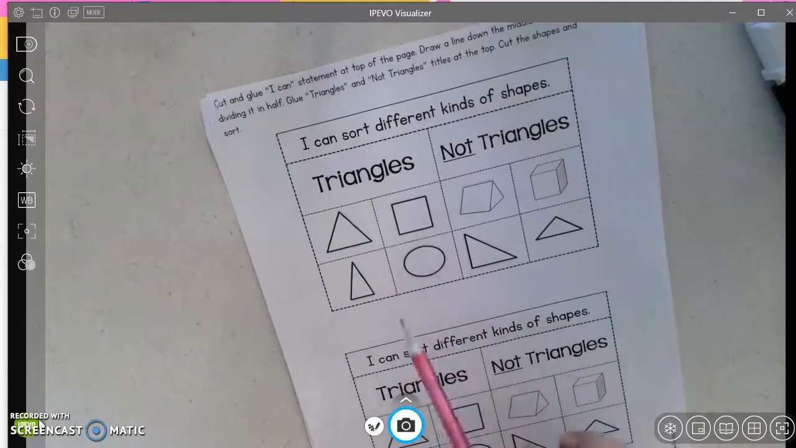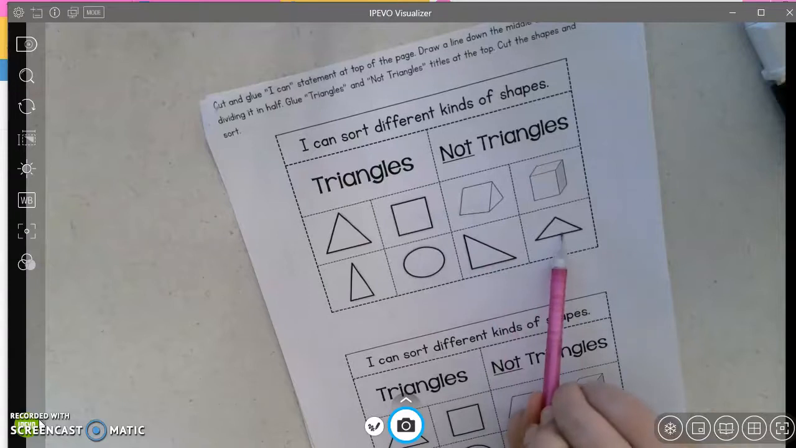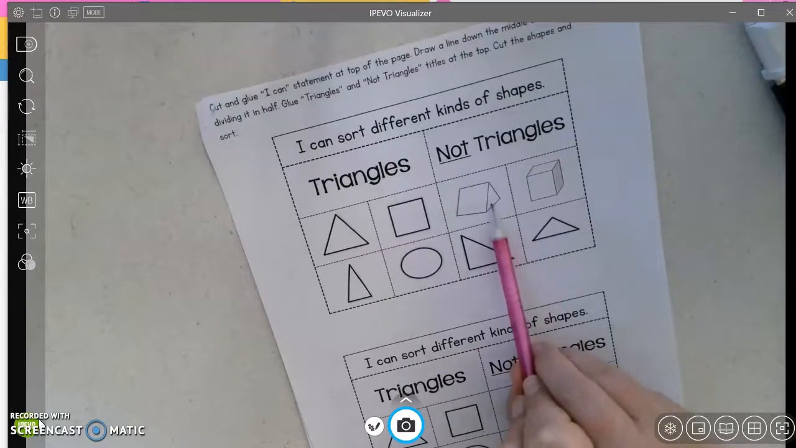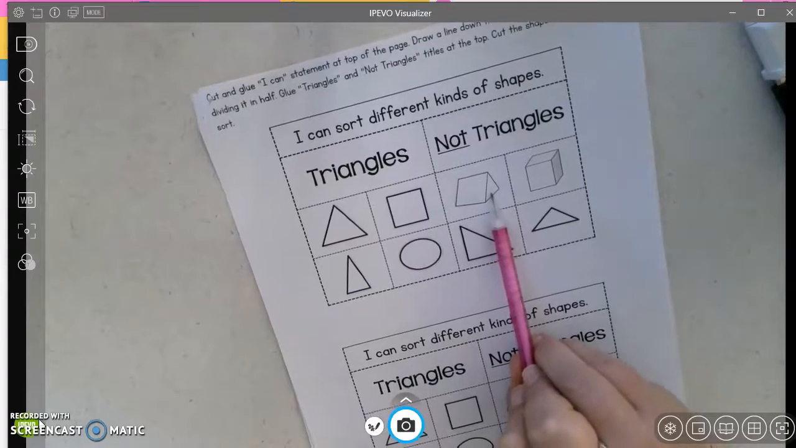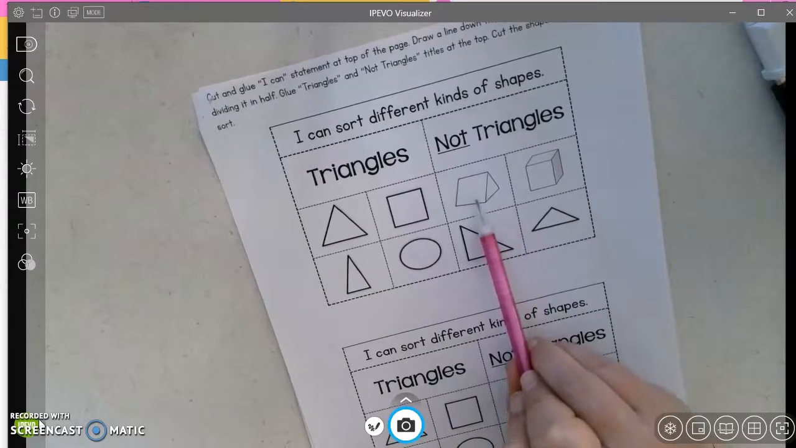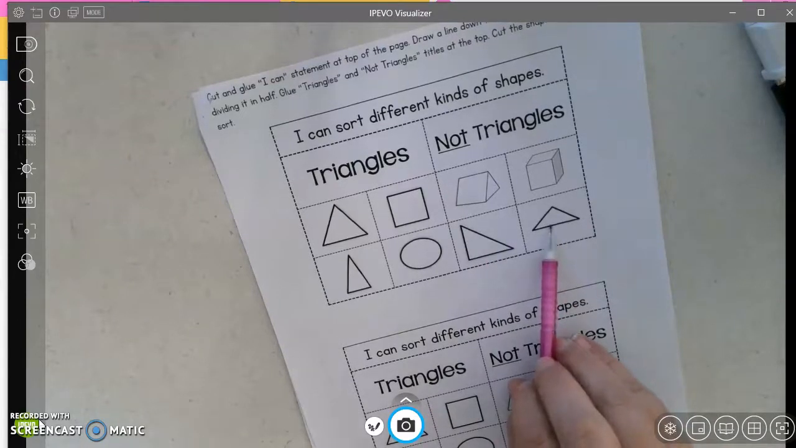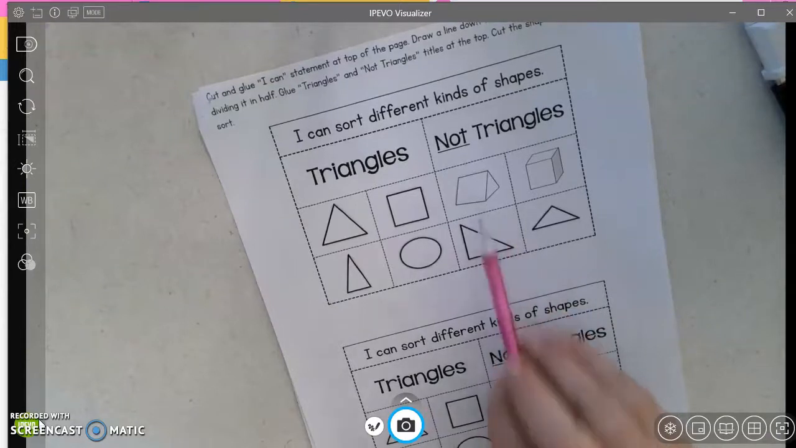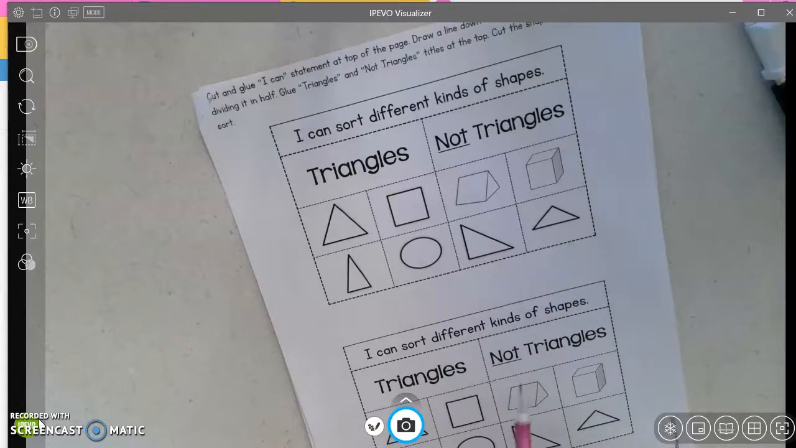Remember, triangles have 3 sides. So would this one be a triangle? It kind of looks like this one, but I see that it's not flat. It has a piece over here. So this would not be a triangle. Okay? A triangle has to be flat. This shape has a different name. A triangle has to be flat.